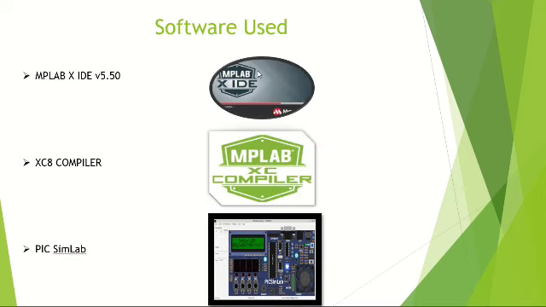And then go to the softwares used to develop the washing machine. These three softwares can be used: MPLAB X IDE, XC8 compiler, PICsimLab. In MPLAB X IDE, we have to write the code and create the different types of files. Then we have to see the output in PICsimLab. These are the three softwares used to develop the washing machine.